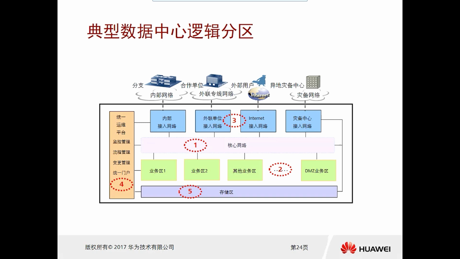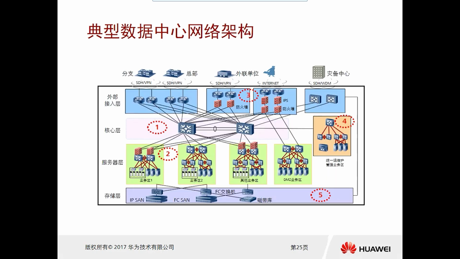Then we can reverse it. Let's look at it through horizontal partitioning. We can divide horizontal partitioning into, for instance, the business district, test area, big data zone, DMZ, management area, and so on. So this might be differentiated based on various business scenarios. So this is our typical logical partition of the data center.